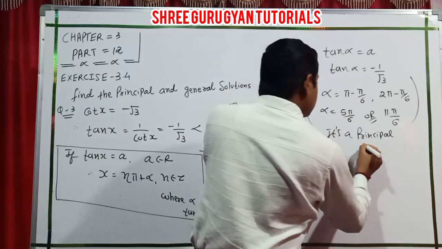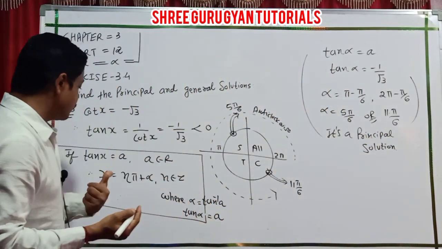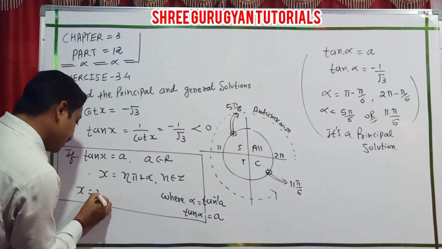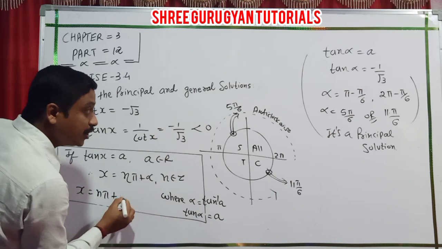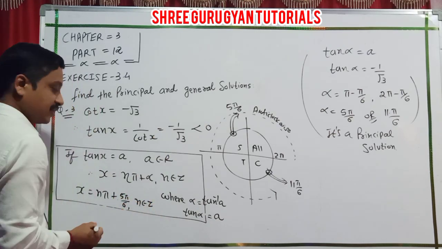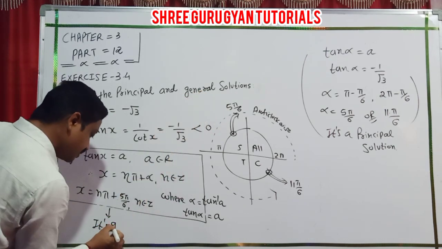Students, of all these values, we apply the least angle here, and that is called our general solution. What is the least angle? 5 pi by 6. So x is equal to n pi plus 5 pi by 6, n belongs to Z. That is our general solution.